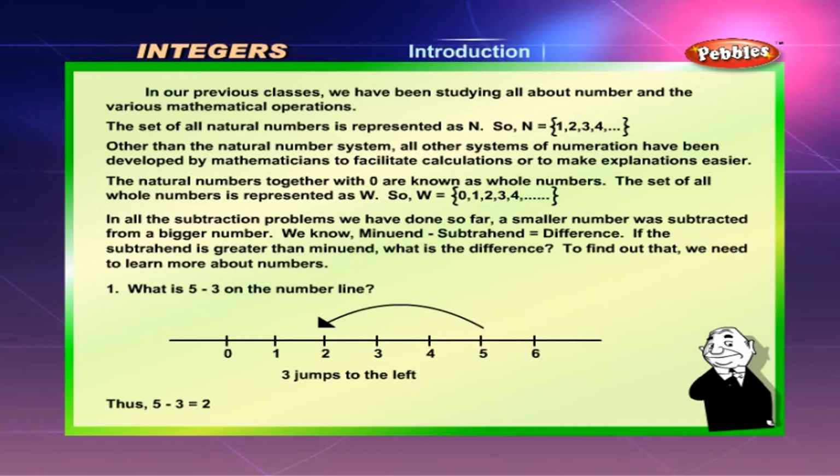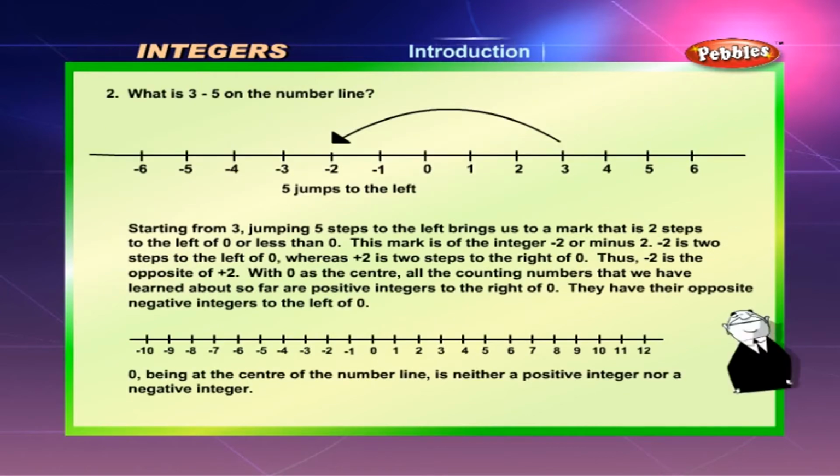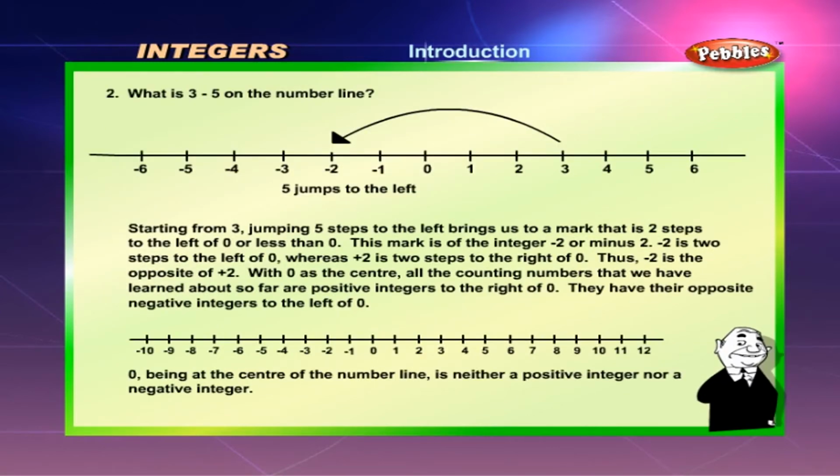What is 5 minus 3 on the number line? 3 jumps to the left. Thus, 5 minus 3 is equal to 2. What is 3 minus 5 on the number line? 5 jumps to the left. Starting from 3, jumping 5 steps to the left brings us to a mark that is 2 steps to the left of 0, or less than 0.